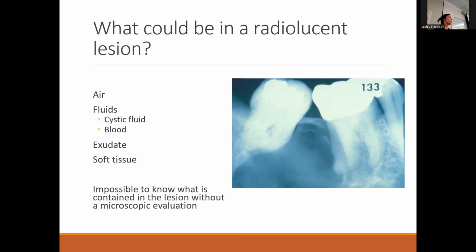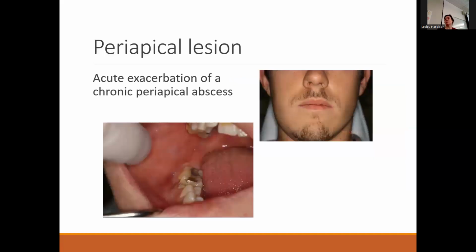So that's the take-home point: if it's a cyst, it can be filled with different things. If it's a straight abscess, it's just pus. It's just an infection. It's impossible to know what is inside of a cyst until they go in and remove it. And usually that's what has to be done if it's large enough and problematic and affecting the vitality or the health of teeth. And sometimes the teeth have to go with it as well.